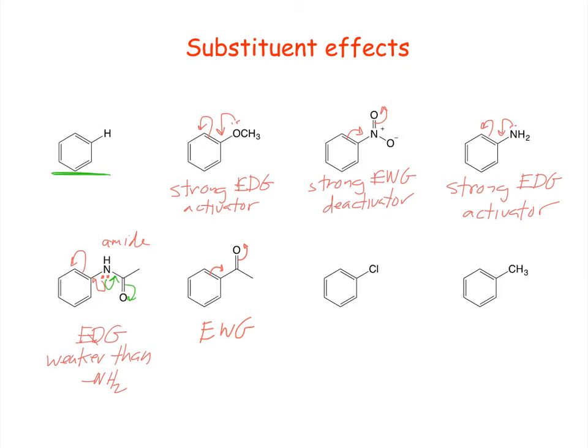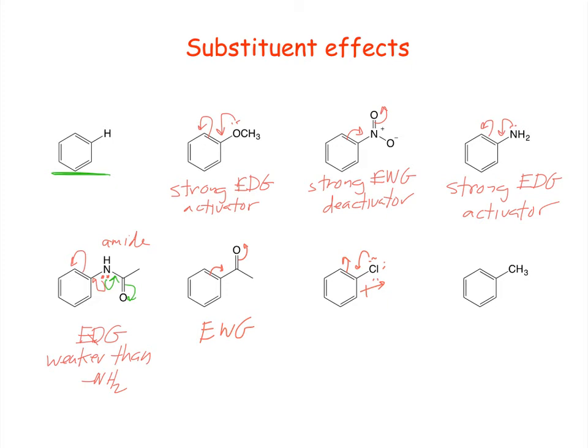What do you think about a chlorine? Withdrawing? So chlorine does have 3 non-bonding pairs of electrons, right? It could do either, right? So this can donate this way, but it's more electronegative, so it can pull electron density out this way. And it turns out that these halides kind of sit right on the fence here. So they kind of do both of these.